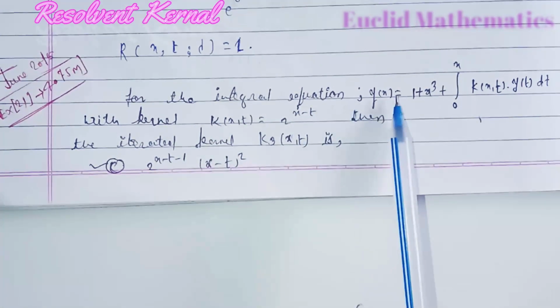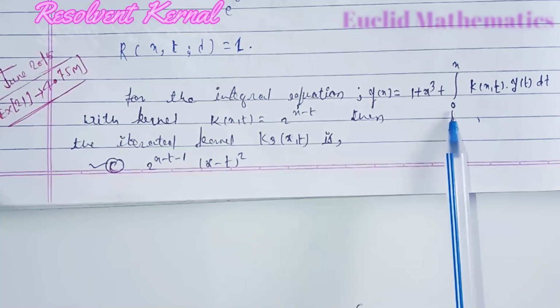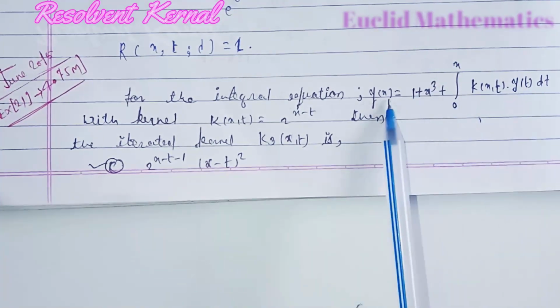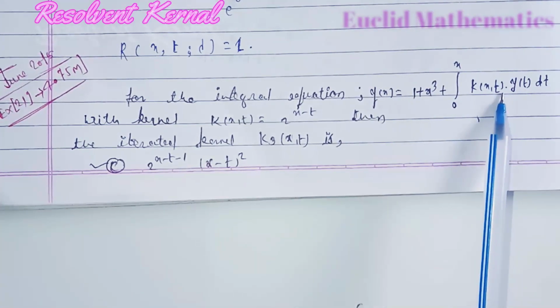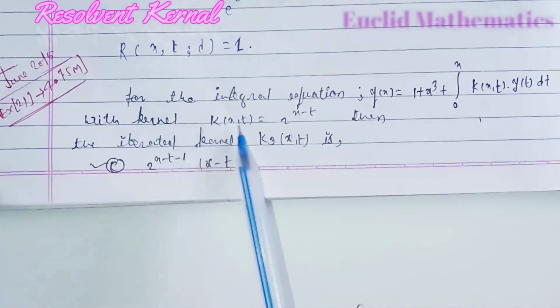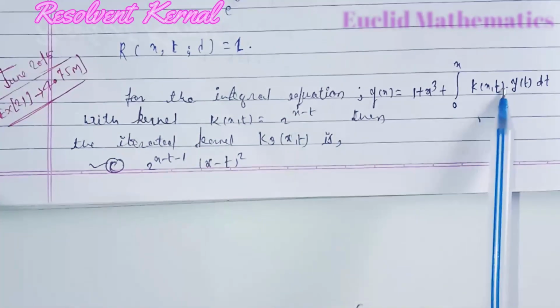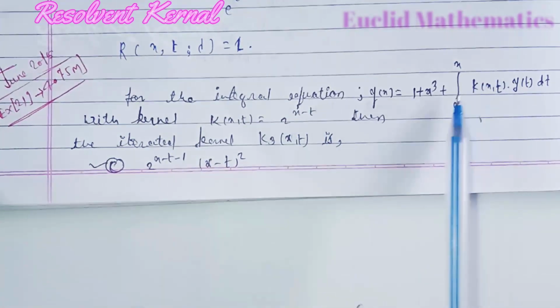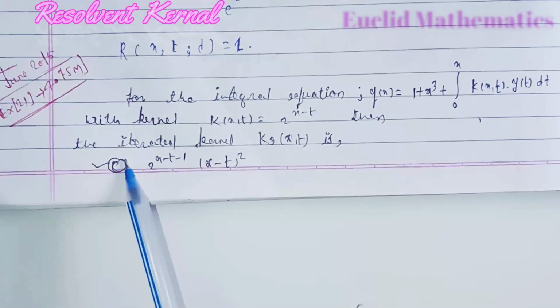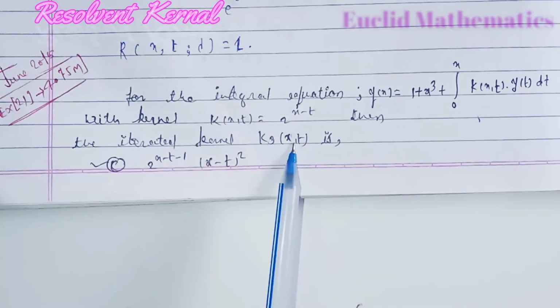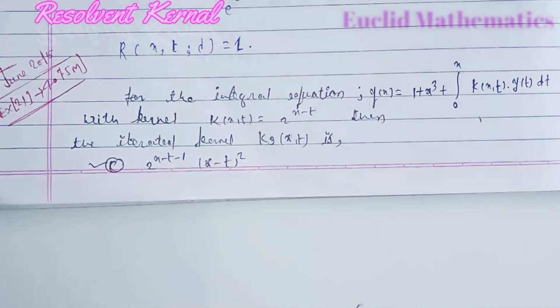For the integral equation y(x) = 1 + x cubed plus lambda times the integral from 0 to x of K(x,t) y(t) dt, this is the integral type of equation, with the kernel K(x,t) given as 2 raised to x minus t, and lambda equal to 1. We have to find the iterated kernel K3(x,t). That means we have to do 3 operations: find K1(x,t), K2(x,t) and K3(x,t). So K3(x,t) is our required answer.